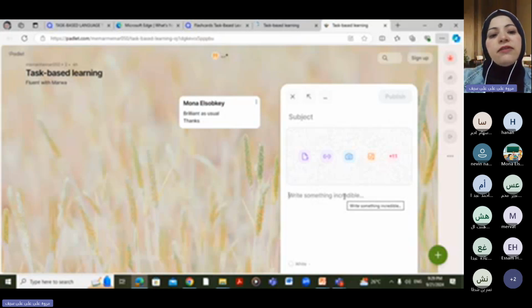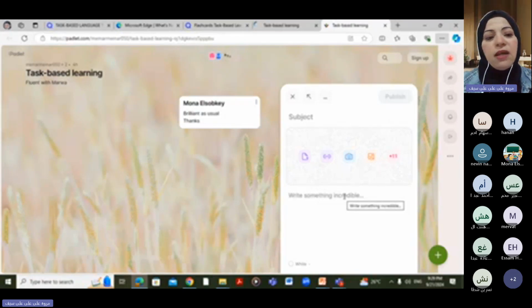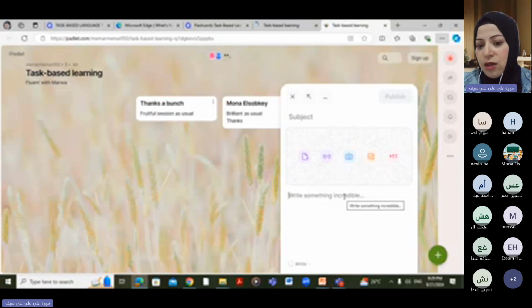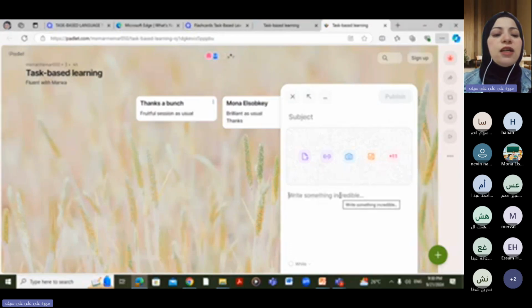So please reflect on what you have taken from today's session. Your takeaways from the session. You have 5 minutes to do this. I'm waiting for your responses to keep coming in before we leave so that I make sure that you got something out of it. Okay? So we have here, thanks a bunch. Fruitful session as usual. Okay, so just try to write something, some takeaways from the session today. Something that you take with you away from the session, something that is stuck to your mind from today's session.